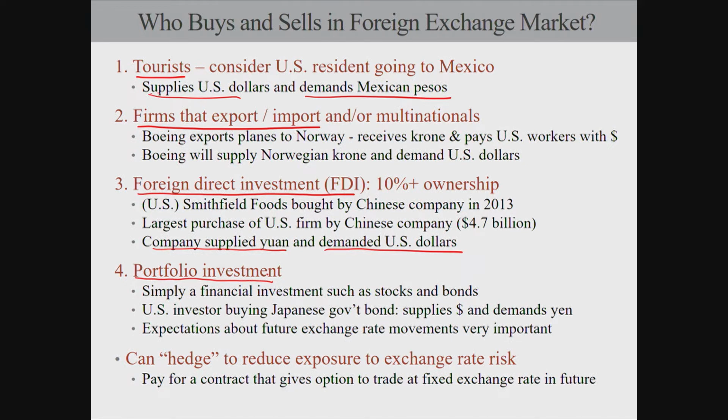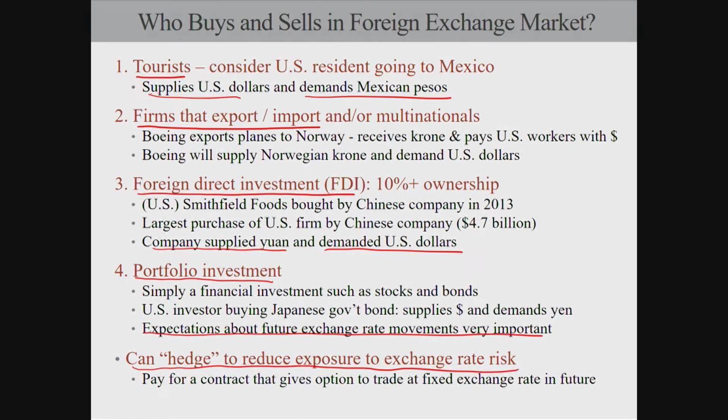But the biggest group by a long shot is portfolio investors. So essentially investors from the US wanting to purchase stocks in Japan or bonds from the UK and what have you. As investors are making decisions about how to allocate their money within the US or outside of the US, any expectations about future exchange rate movements are going to be very important. And one of the things that companies and individuals often do is hedge to reduce their exposure to exchange rate risk.